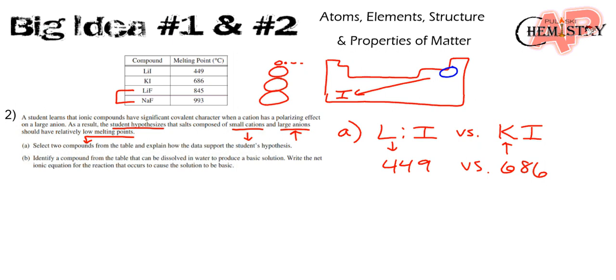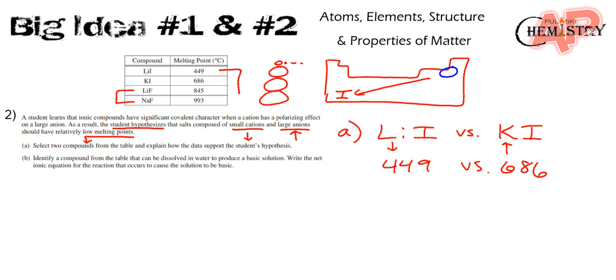Okay, so that's how that one would work. And if you're like, well, what if I did an LiF versus a KI? Technically, that would work, but it's a little trickier. Or LiF to LiI, because F is not as large. It's smaller, so that's why you have a larger melting point. The larger the anion, the smaller the melting point. So you could also have gone in that direction.